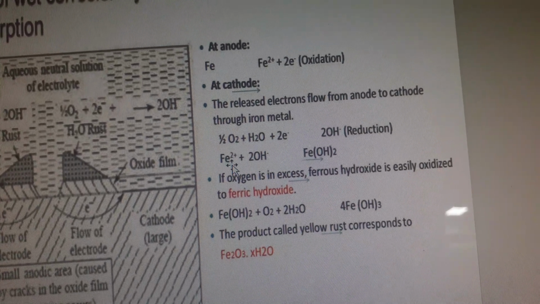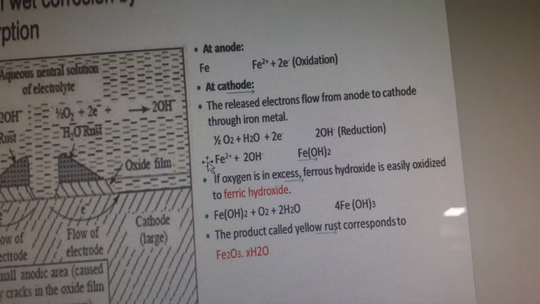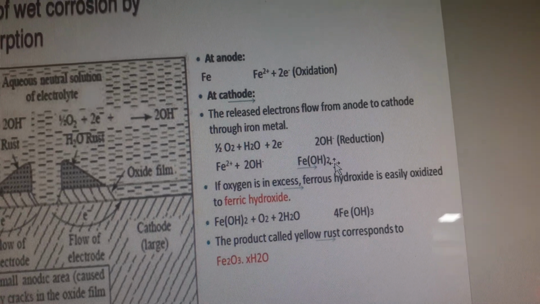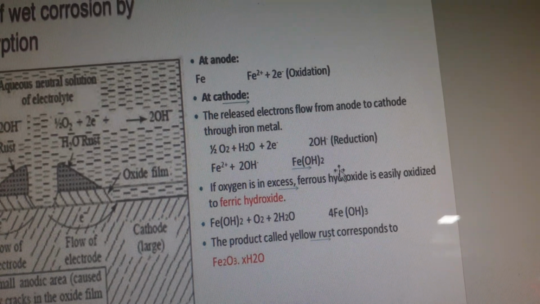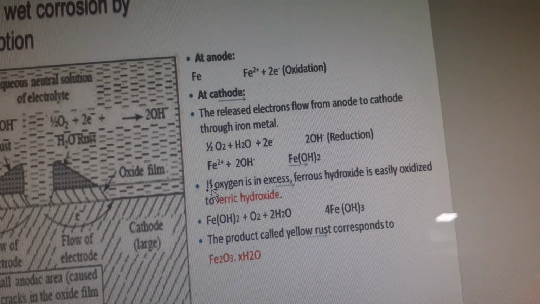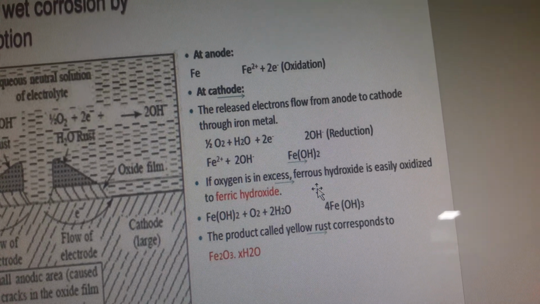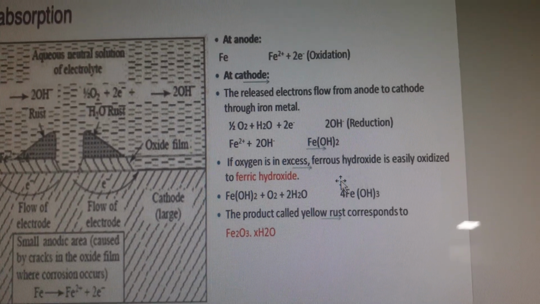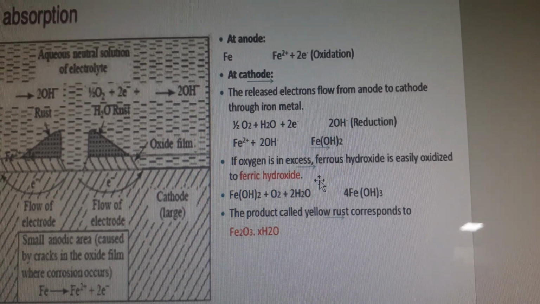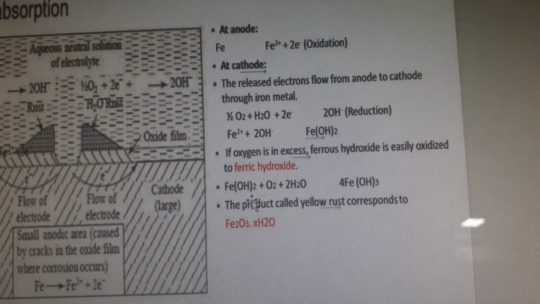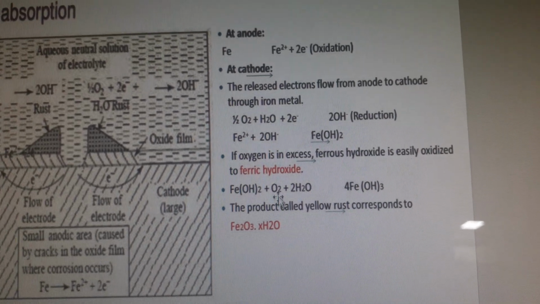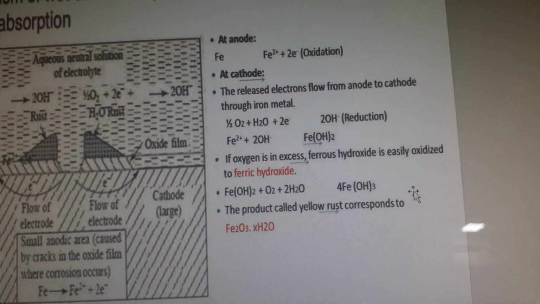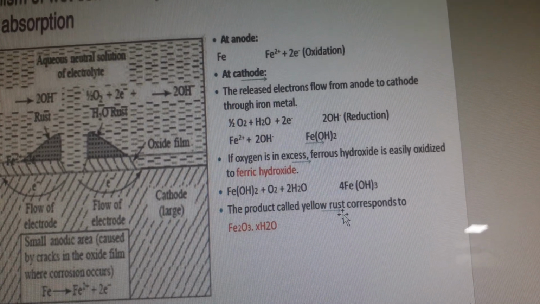So Fe2+ plus 2OH- combine to give ferrous hydroxide. This ferrous hydroxide is not actually the rust. If oxygen is in excess, then the ferrous hydroxide is further oxidized to form ferric hydroxide. The reaction is that ferrous hydroxide reacts with oxygen and water to give 4Fe(OH)3. This is called the yellow rust.